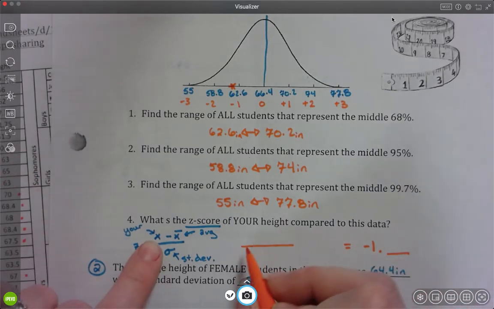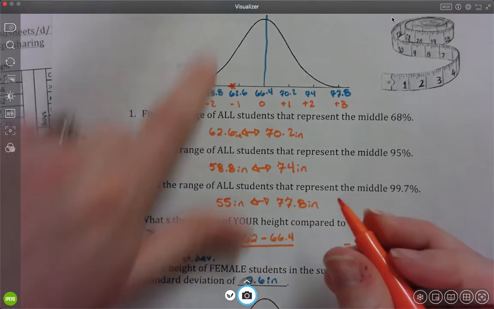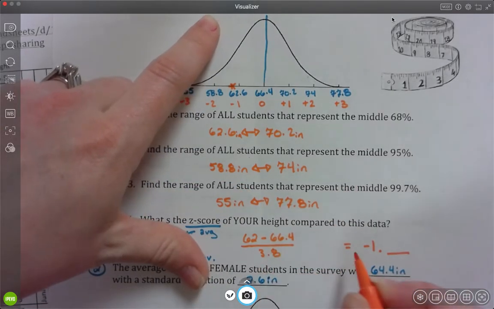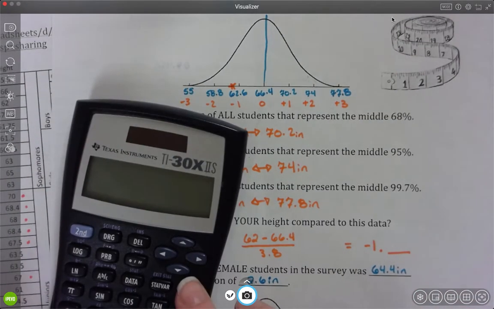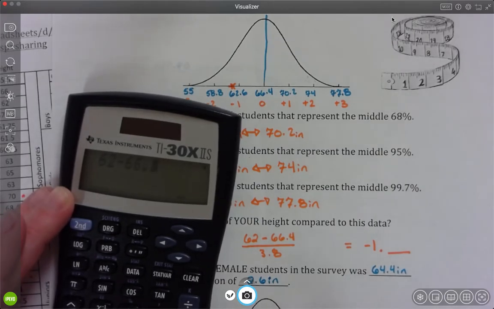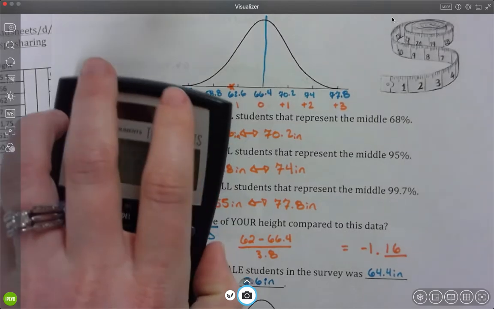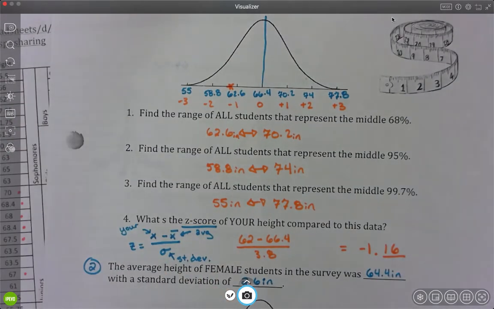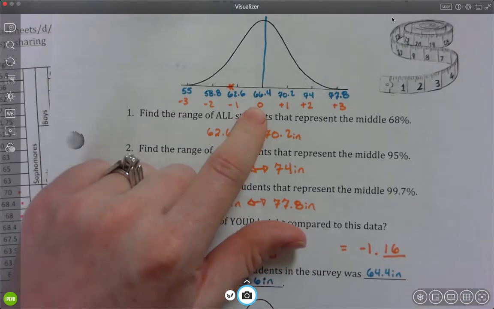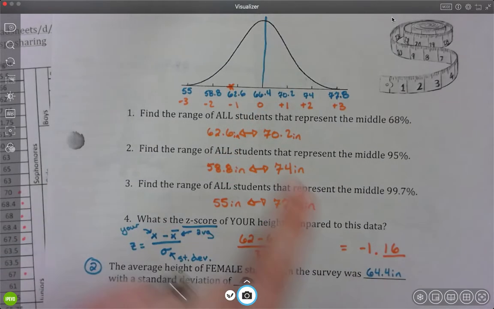Okay, -1 point something. So I'm going to convert mine. My x is 62, minus the average, 66.4, and the standard deviation is 3.8. So I'm going to figure out what I am exactly, and my z-score, how far below? 62 minus 66.4 divided by 3.8. And that is -1.16. So I was right. I was -1.1 or -1 point something. If you are taller than 66 inches, so taller than 5'6", then you are going to be a positive number because you'll be above the average.